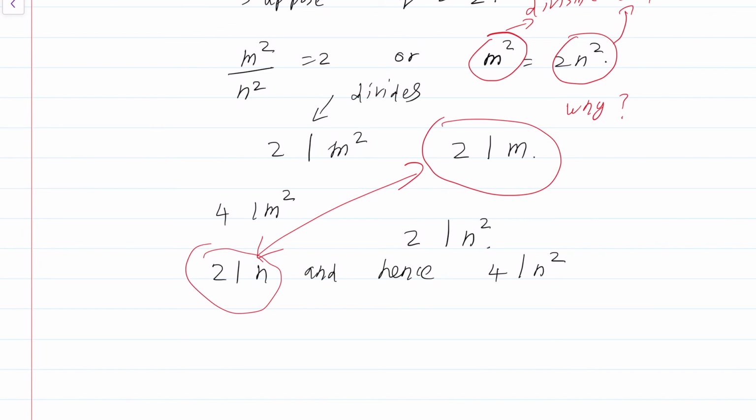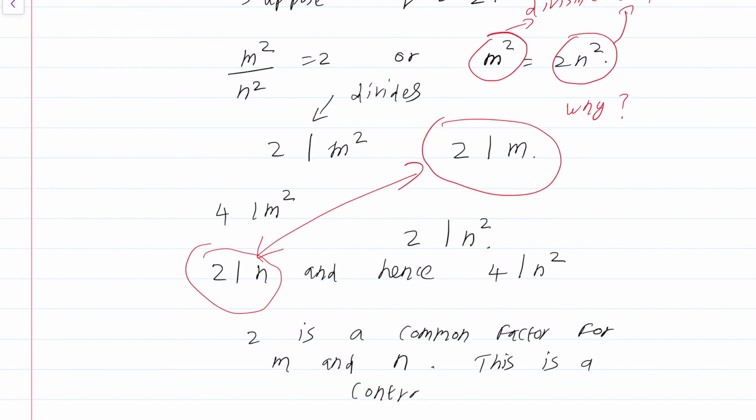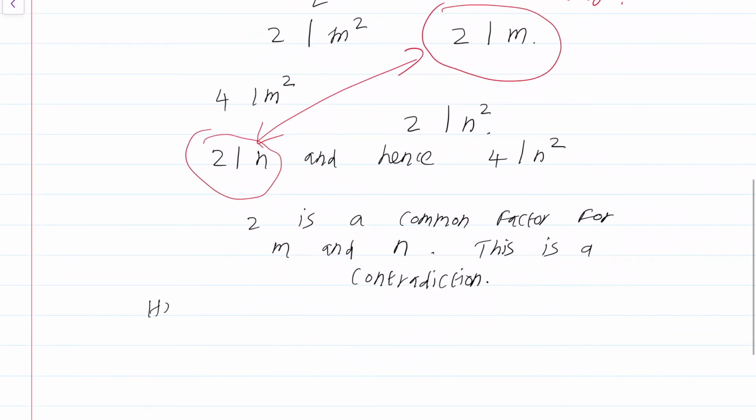What is the upshot of all this? 2 is a common factor for m and n. This is a contradiction. Why is this a contradiction? Because we have assumed that m and n have no common factors. Hence, our proposition is proved.